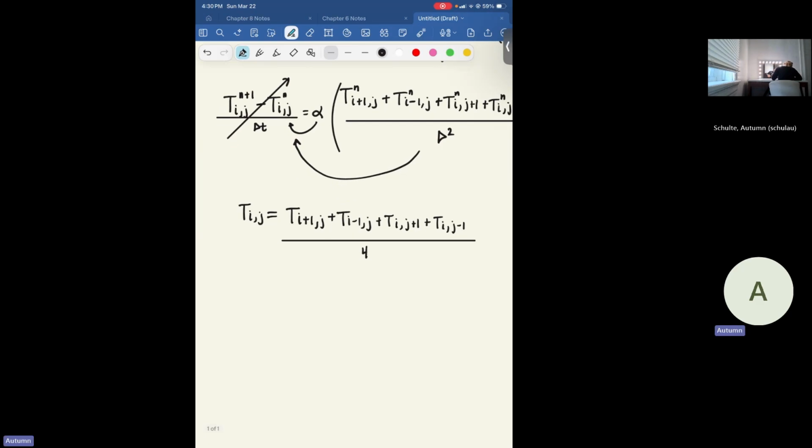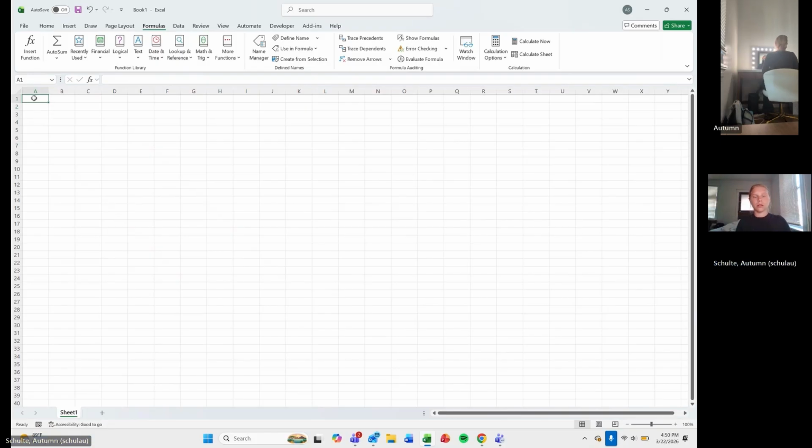And now I'm here in Excel. Okay, so now I want to model our finite differencing equation that we just found in Excel. And so over here, I'm going to define our formulas. We had a temperature on the left side of our grid, a temperature on the right side of our grid, a temperature at the top of our grid, and a temperature at the bottom of our grid.